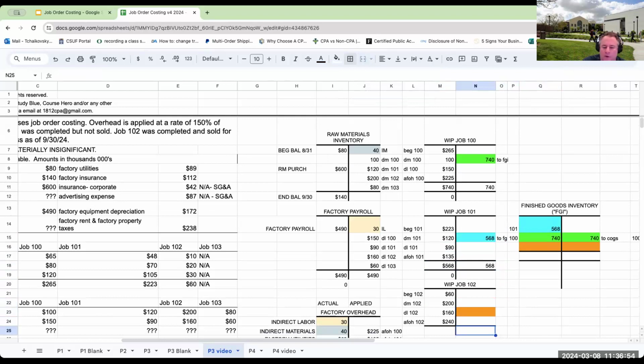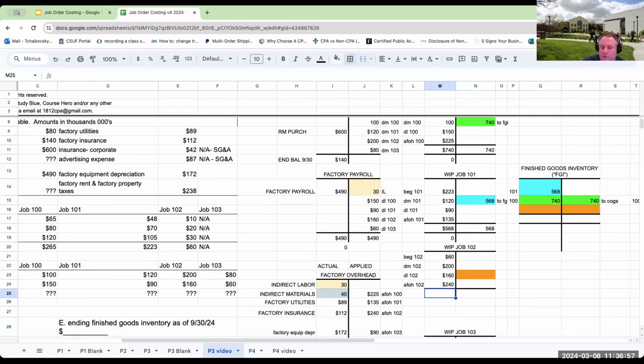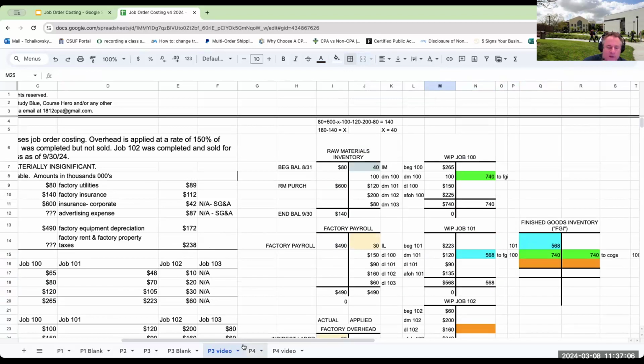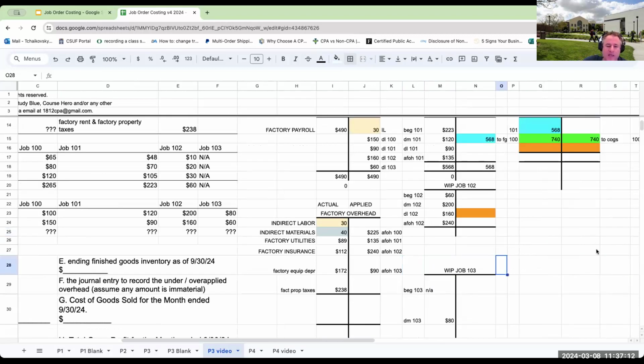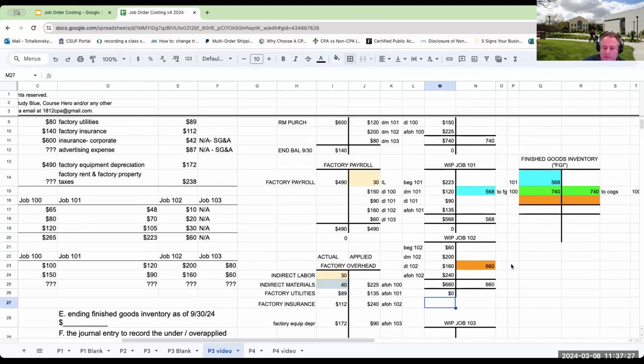Okay. Over here for job 102, we've got 60, 200, 160, 240. So in this job over here, if I read it, job 102 was completed and sold. So it cannot stay in the work in process account. So what I'm going to do over here is say 60 plus 200 plus 160 plus 240, or a total of 660. It now has a zero balance. This is going to go to finished goods inventory over here, 660, 102.